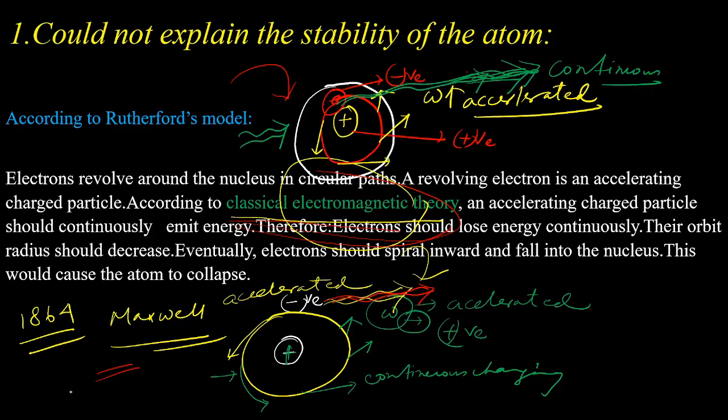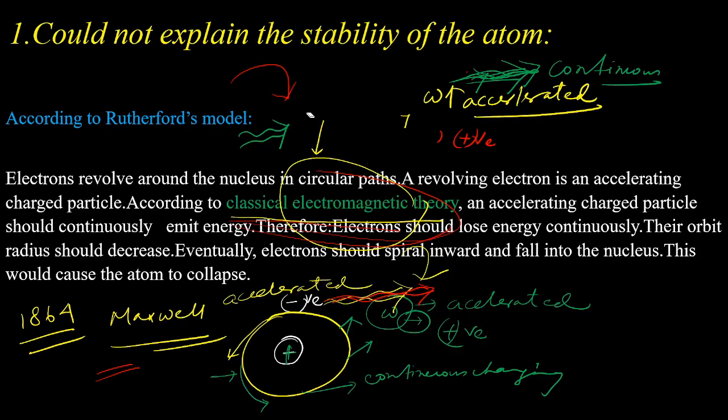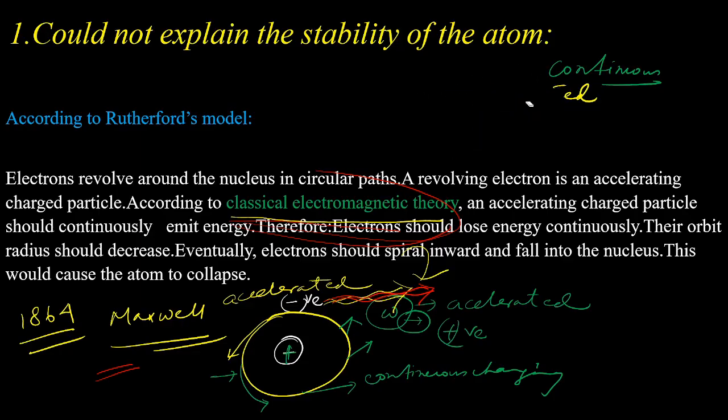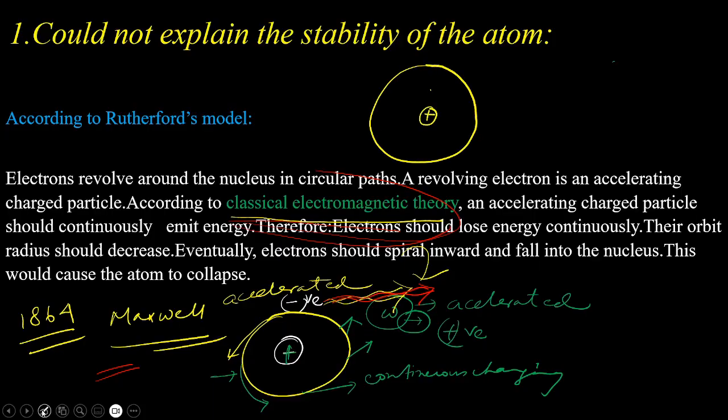So whenever electrons are rotating around the nucleus and releasing energy continuously, that means they are losing energy. Electrons are losing energy, right? So during their rotation, they are losing energy. And when they are losing energy, the distance between the electron and the nucleus is continuously decreasing.